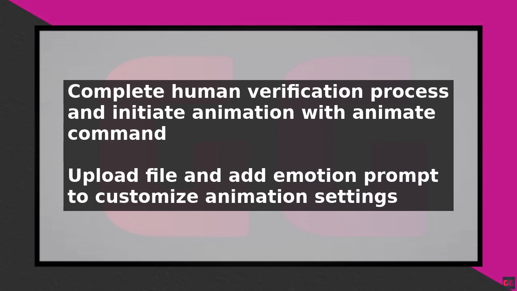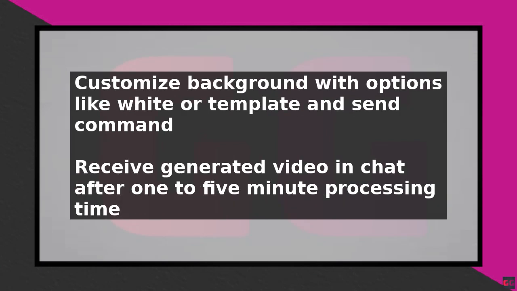To find a prompt, go to Google and search for Viggle AI prompt. Then click on the first result, which should be the Viggle.ai website. Here, you can browse through various prompts and select one that you like. Copy the prompt, then go back to Discord and paste it into the motion prompt field.